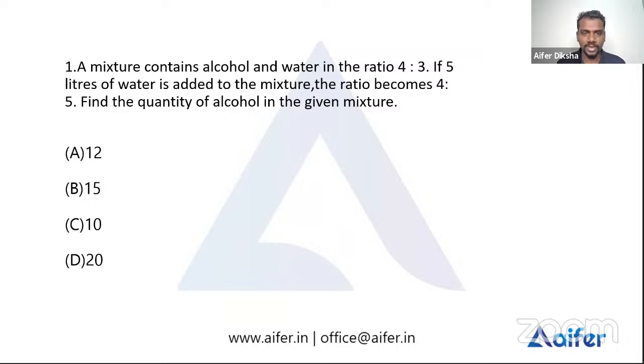A mixture contains alcohol and water in the ratio 4:3. If 5 liters of water is added to the mixture, the ratio becomes 4:5. Find the quantity of alcohol in the given mixture. That's a question.